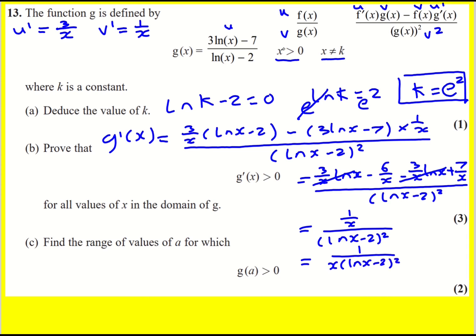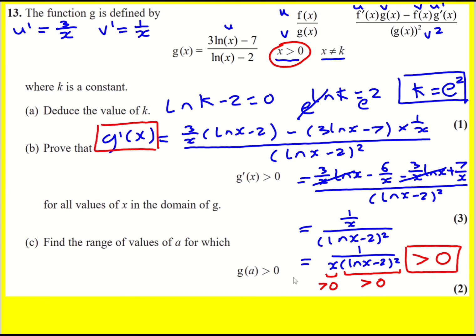Okay, and then because x is greater than 0, this is always greater than 0. And because this is a square number, this is going to be greater than 0. And therefore the whole thing is going to be greater than 0. I just feel like I need to clarify it a little bit. It can't equal 0 either, remember, because x is not allowed to equal k, the e squared. That is enough.